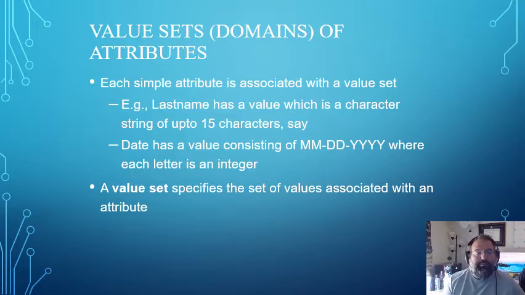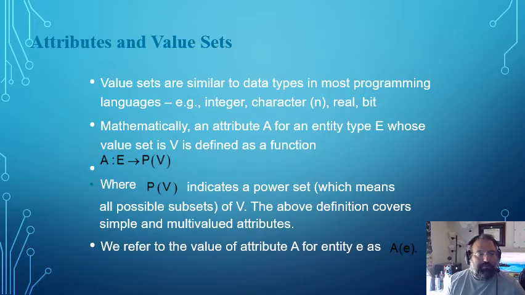Value sets are domains of attributes. Each simple attribute is associated with a value set. For example, last name has a value which is a character string up to 15 characters. For example, a date has a value composed of year, month, day, stored in some fashion where each is an integer. It's actually a little bit more robust than that because it may actually be a proper date. A value set specifies the set of values associated with an attribute. Value sets are similar to data types in most programming languages, for example integers, characters, reals, whatever they might be, bit.